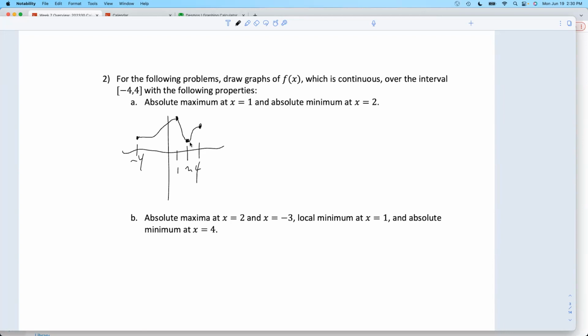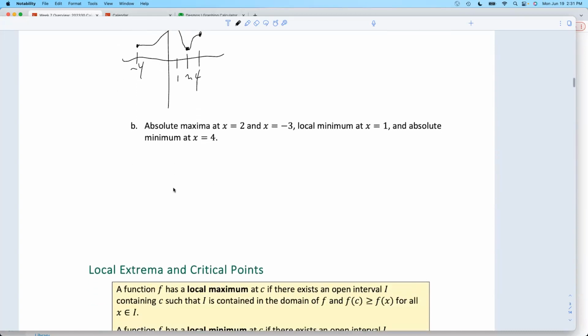Now, I happen to make those also local maxes and mins. If a global occurs someplace inside the interval, a global and local will be the same thing. Endpoints can be globals, but they can't be locals. Inside the interval, all globals will also be locals.